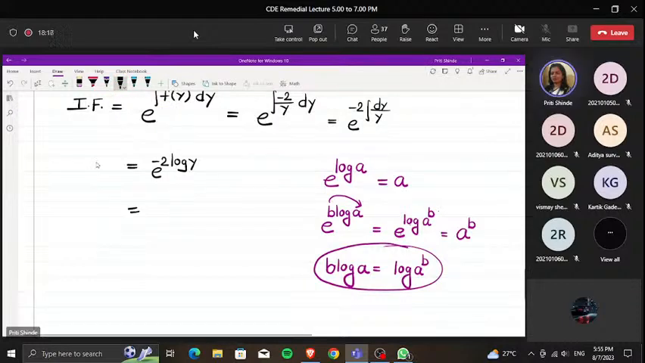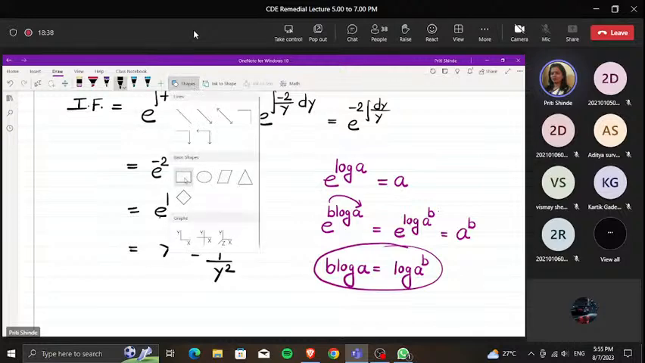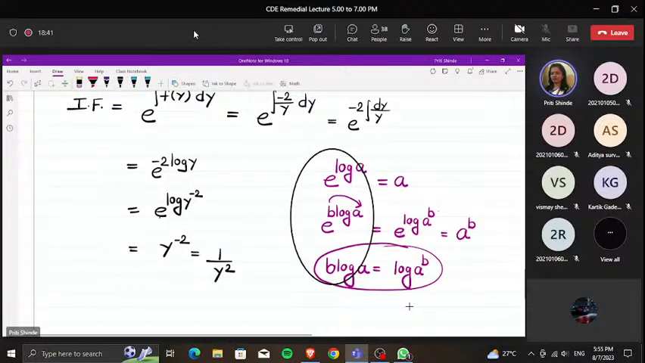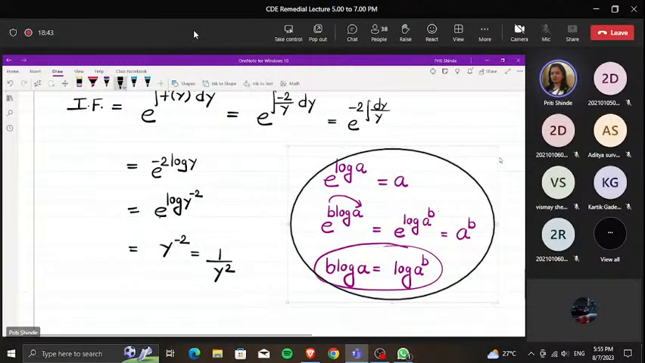you can simplify this as e raised to log y raised to minus 2. So e raised to log y raised to minus 2 is the same as y raised to minus 2. y raised to minus 2 means 1 upon y square. So just by using these properties of log, remember these properties of log, very, very important. So my integrating factor is 1 upon y square.